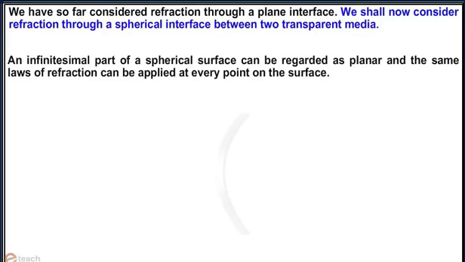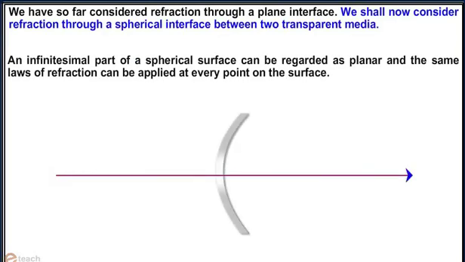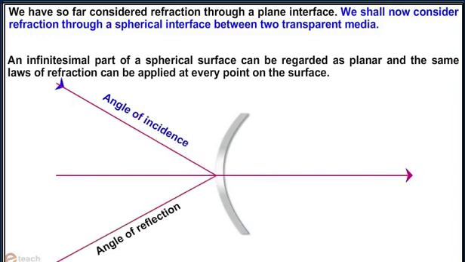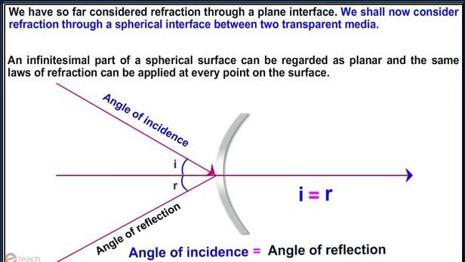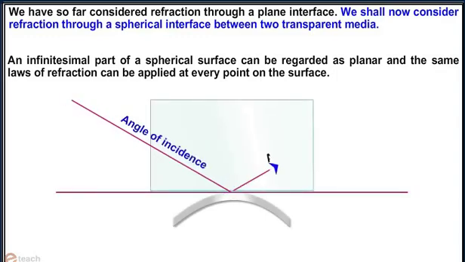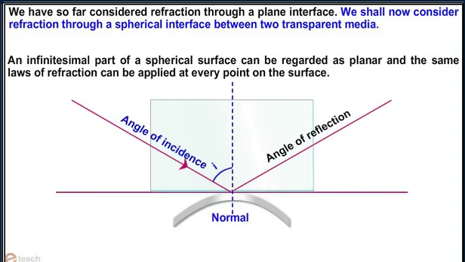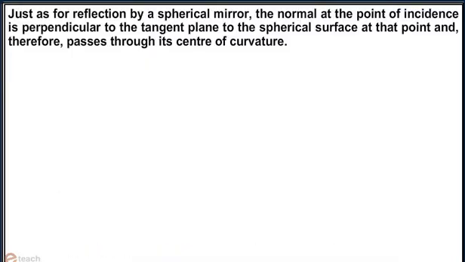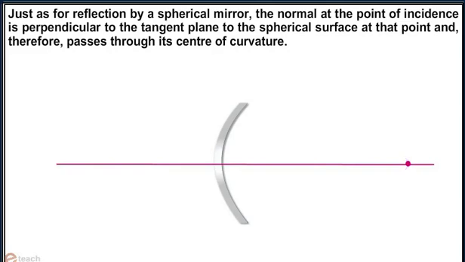An infinitesimal part of a spherical surface can be regarded as planar, and the same laws of refraction can be applied at every point on the surface. That is, angle of incidence equals the angle of refraction, and the incident ray, refracted ray, and normal lie in a plane. Just as for reflection by a spherical mirror, the normal at the point of incidence is perpendicular to the tangent plane to the spherical surface at that point and therefore passes through its center of curvature.